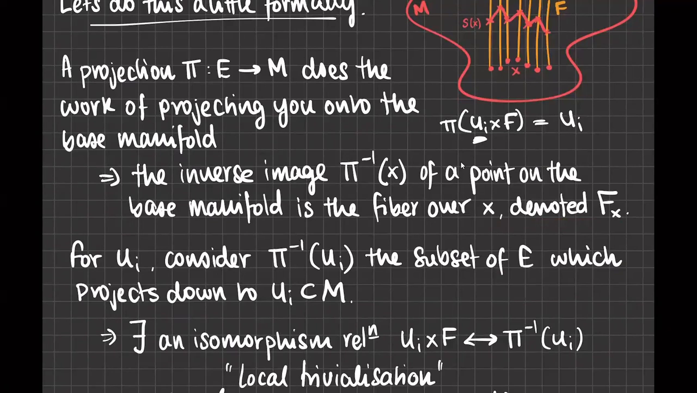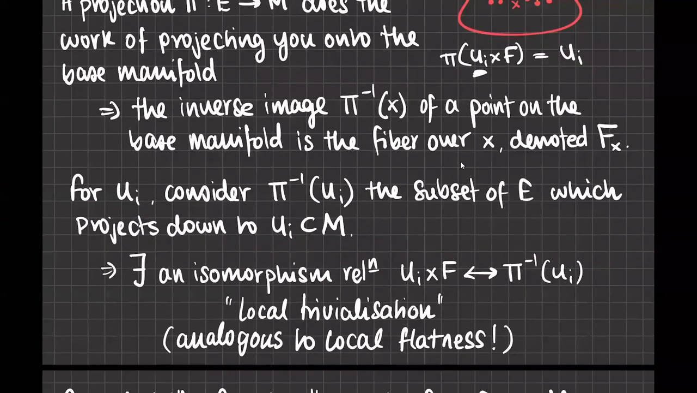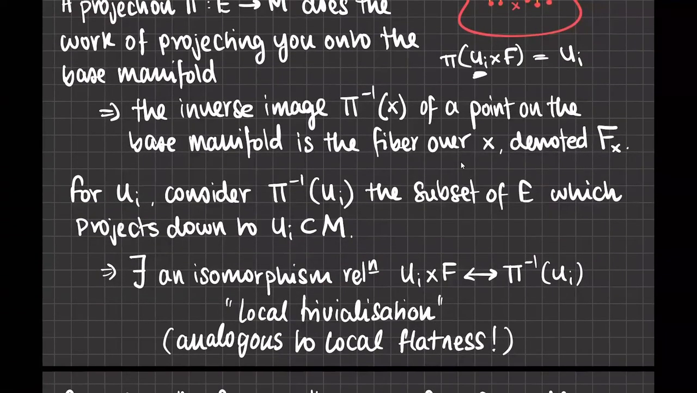Okay. So for some neighborhood U_i of some point, you consider pi inverse of U_i, which is the inverse image of all of the points in U_i under the projector pi. That is the subset of E which projects down to U_i in M. In order for this to be a fiber bundle, we basically require that there exists an isomorphism between U_i tensor F and pi inverse of U_i.